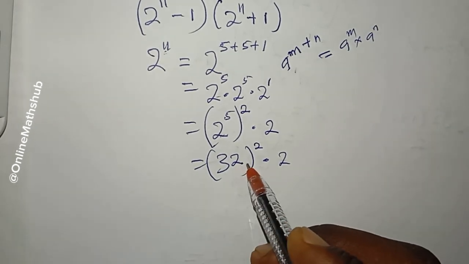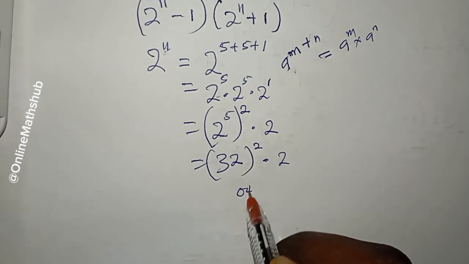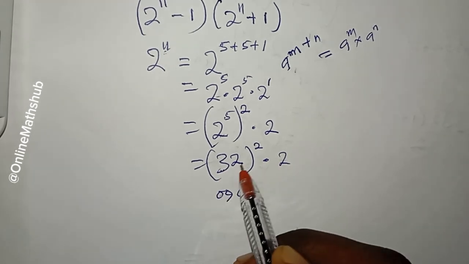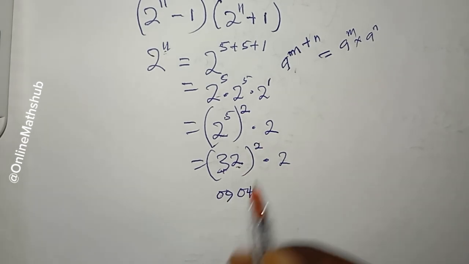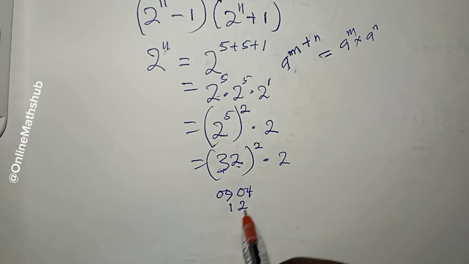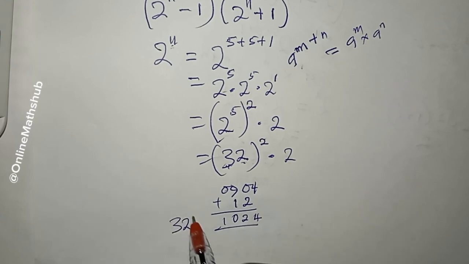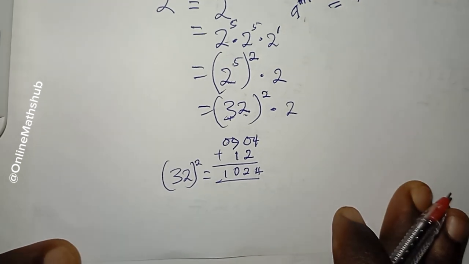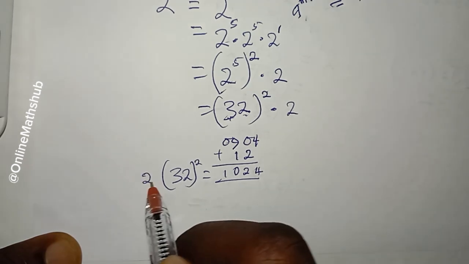You can start from the last term right here. Multiply it by itself: 2 times 2 is 4, so you write it in the units place. 3 times 3 is 9, so you write it in the hundreds place. Then you multiply the 2 terms: 3 times 2 is 6, multiplied by the power, that is 12. You write it this way and then you sum. This is 4, this is 2, and this is 0. So obviously 32 squared is equal to 1024.